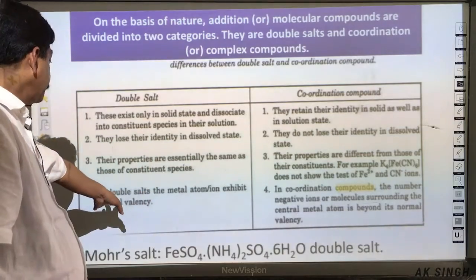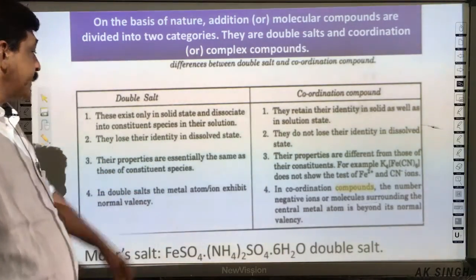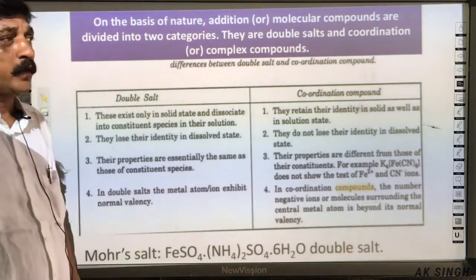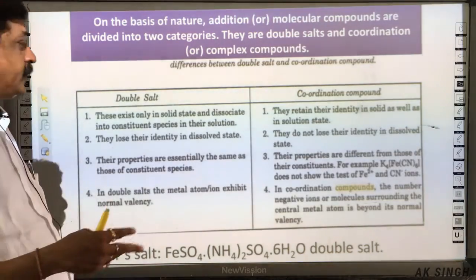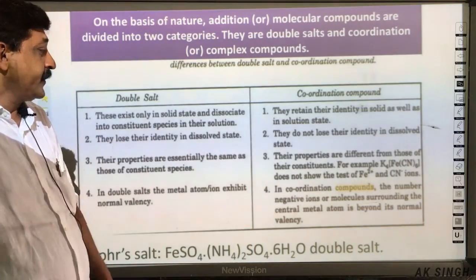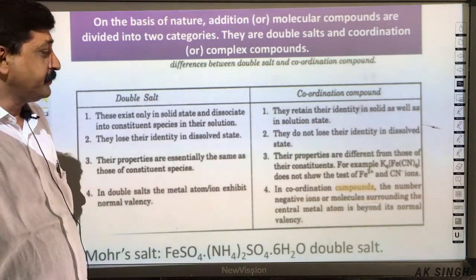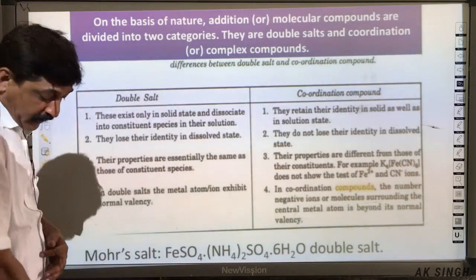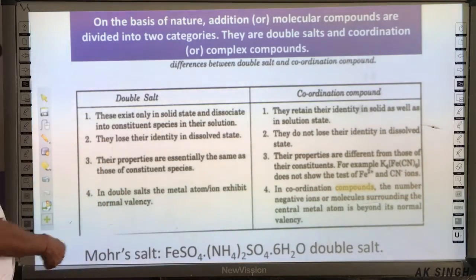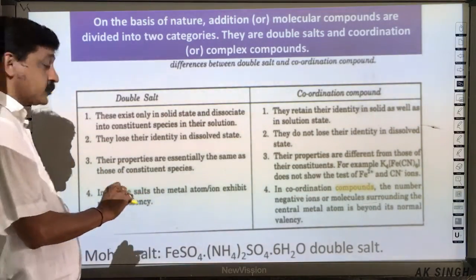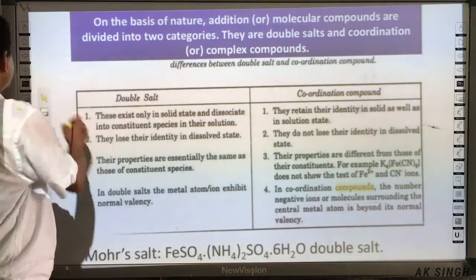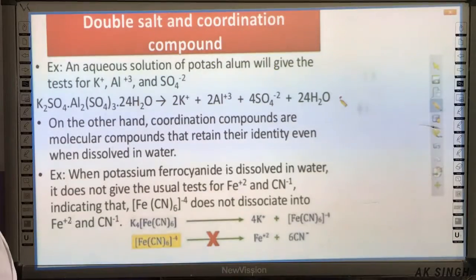One of the differences is that in a double salt, the metal atom or ion exhibits normal valencies, like in the example given, aluminum Al3+, sulfate 2-. In the coordination compound, the number of negative ions or molecules surrounding the central metal atom is beyond its normal valencies. The specific details will be explained later on in the examples. This is the Mohr salt that is in your syllabus. There will be a practical, and this is also an example of a double salt. Let us move to another slide.